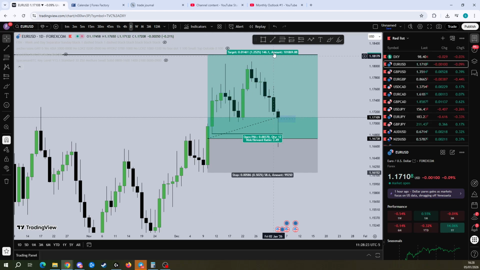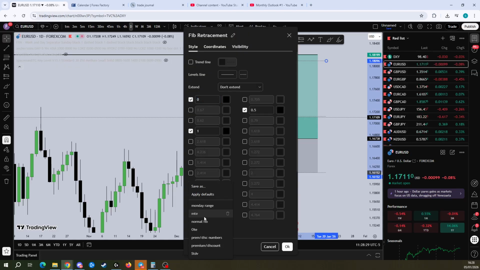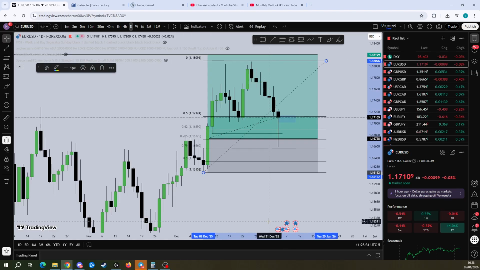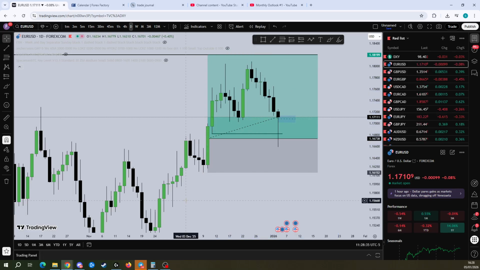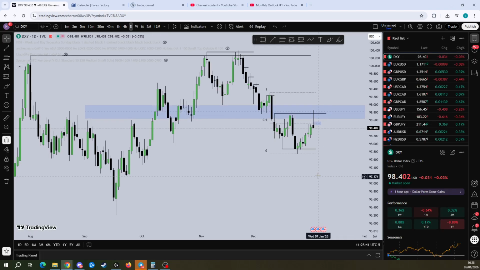I took an entry around here. I think this should be around OTE, so let me quickly check. So yeah, around the 705 level. So I just hit a swing trade here, and then same thing on DXY.